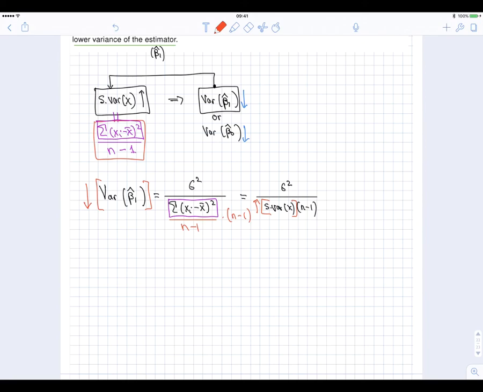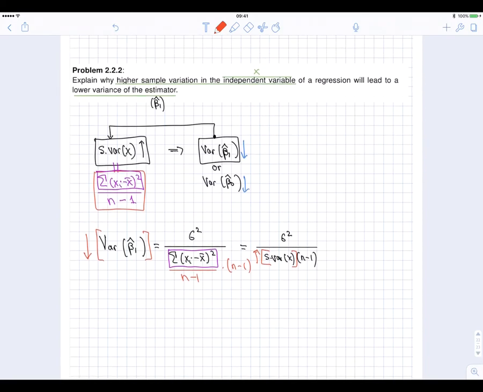So in summary, this question is asking for your understanding of whether the student knows the formula for the variance of beta 1 hat, and can they relate that formula to the sample variation of x? Okay. And that is question 2.